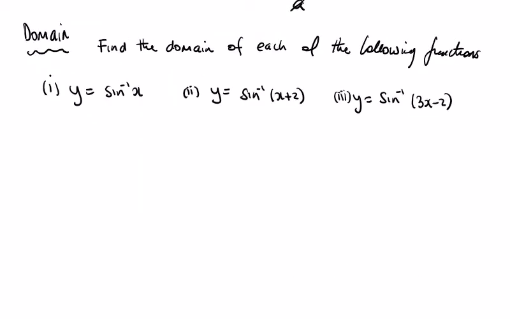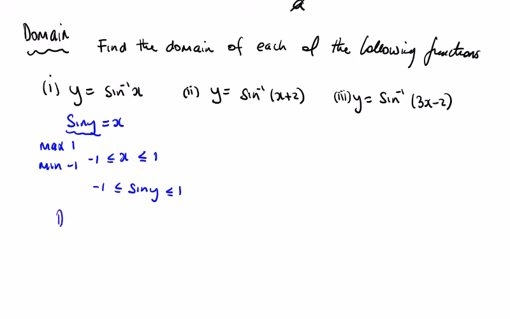Let's look at some questions in relation to the domain here. We're told that y is equal to the inverse sine of x. So that means that the sine of y is equal to x. Now, we know the max and min here. The max is 1 and the min is minus 1 for any sine function. So that means that we could put x in the middle here like this. But because sine y is equal to x, we could say minus 1 is less than or equal to the sine of y, which is less than or equal to 1. So the domain of this function has to be from minus 1 to 1, and we write the domain in these square brackets.